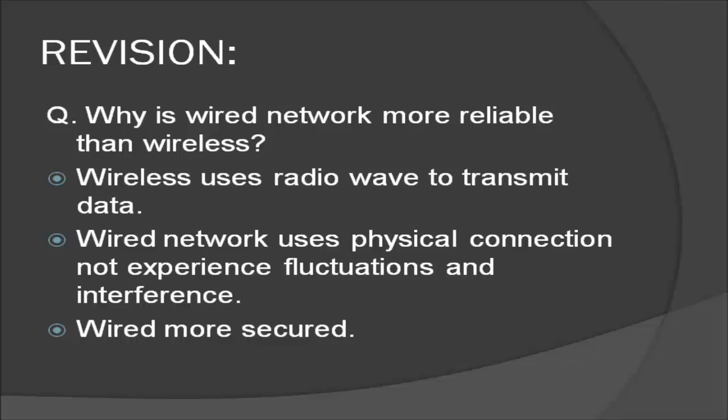Wireless uses radio frequency to transmit data, which is more subjected to interference, whereas wired network uses physical connection which does not experience fluctuations and interference. Wireless network is not as secure as wired network because wireless connection signals through air that can be more easily intercepted by someone.